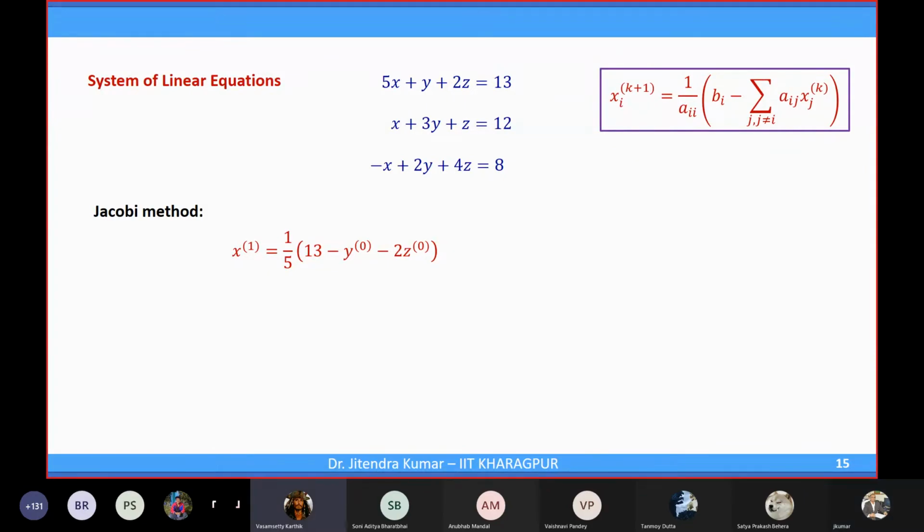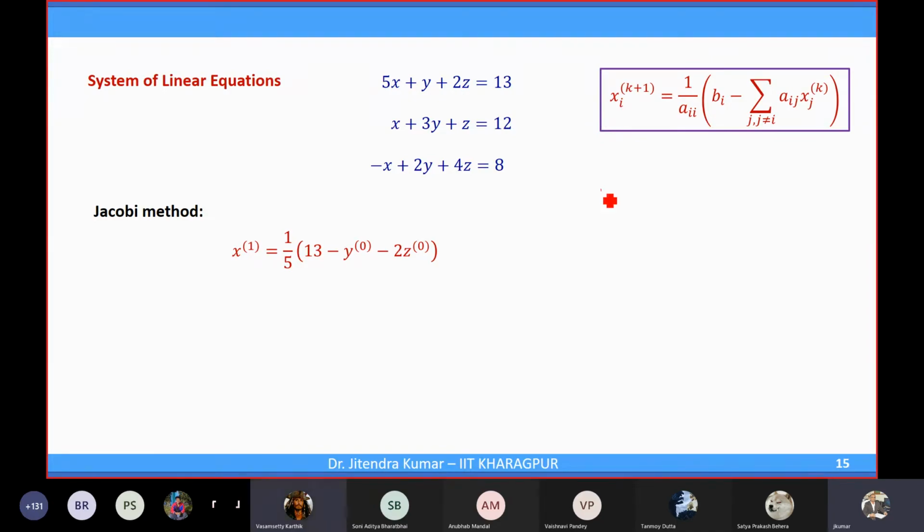And one more thing, sir, is there any rule? In the first equation, 5x plus y plus 2z is equal to 13, and 5 is the largest coefficient, right? So you took x from that, and in the second equation it is 3 and you took y, and in the third equation it is 4 and z. Is there any rule of that sort or nothing? That will also come in a minute when we talk about convergence.